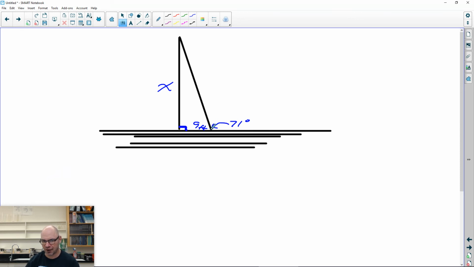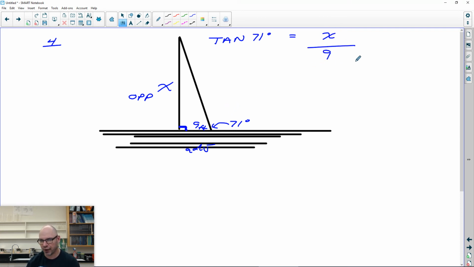So if this is our angle in the bottom here, and this is 9 feet here, and this is our x here, this is our opposite side. And this is our adjacent side right along the ground. So we go tan of 71 degrees is going to be equal to, this is number 4, by the way, our opposite side, which is x, over our adjacent side, which is only 9 feet.